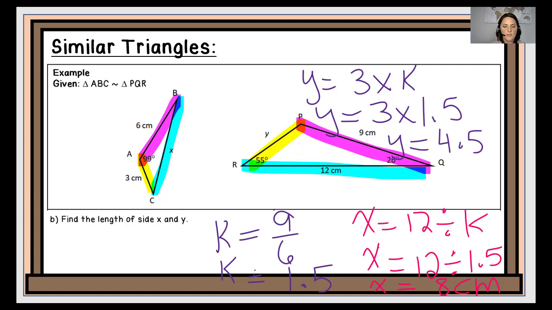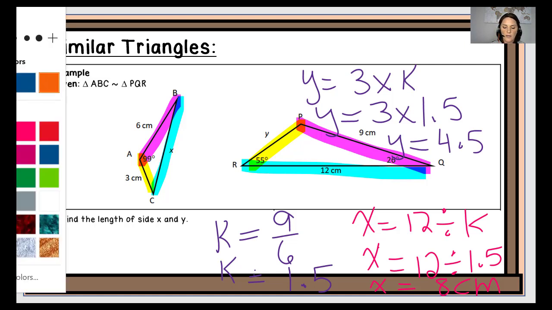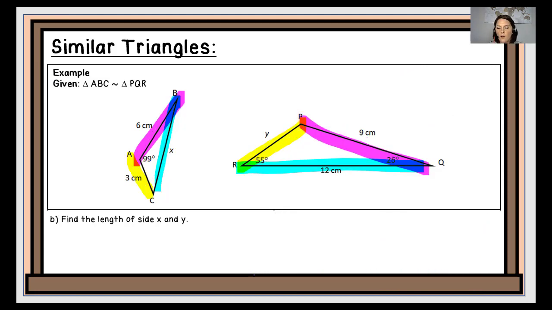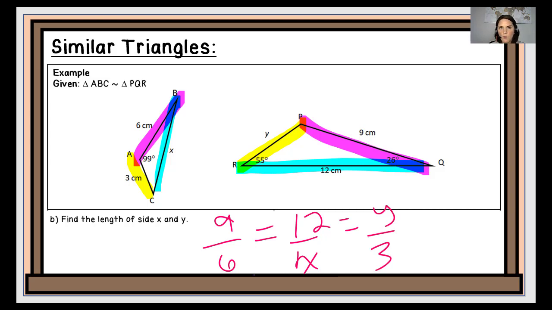Another way that you could do this is by setting up a ratio, and I'll quickly show you how to do that. What we could do is set up our ratios, and we could write that as 9/6 equals 12 over x is equal to y over 3. So what we're going to do is solve for x and for y. I could set up 12 over x is equal to 9/6, and then y over 3 is equal to 9/6, and solve for each variable x and y.